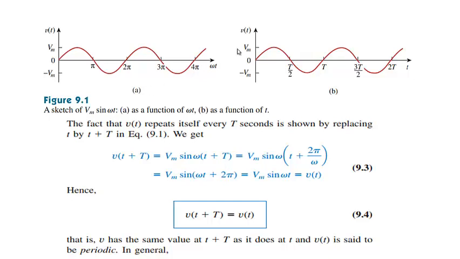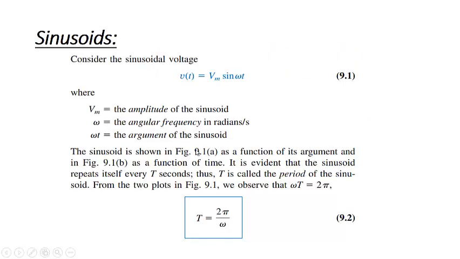From the two plots in the figure, we observe that omega T is equal to 2 pi. You can see over here that this is the time period, and this is actually omega T. When omega T is equal to 2 pi, that is one time period. That is omega into capital T is equal to 2 pi. When this happens, T is equal to 2 pi by omega. So this is the time period of the sinusoid, 2 pi divided by omega.